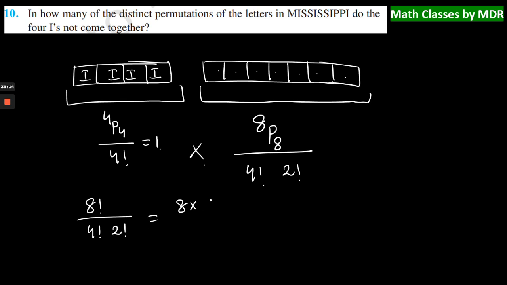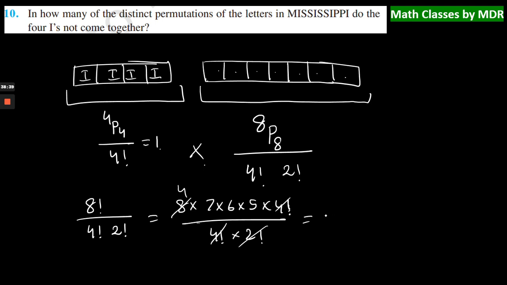This is nothing but 8 into 7 into 6 into 5 into 4 factorial by 4 factorial into 2 factorial. 4 factorial gets cancelled. And what about the 2 factorial? 2 factorial, you can just take as 2. So now it is 42, and then 42 into 20, so 840. So we get 840 ways, 840 words where all 4 i's are together.